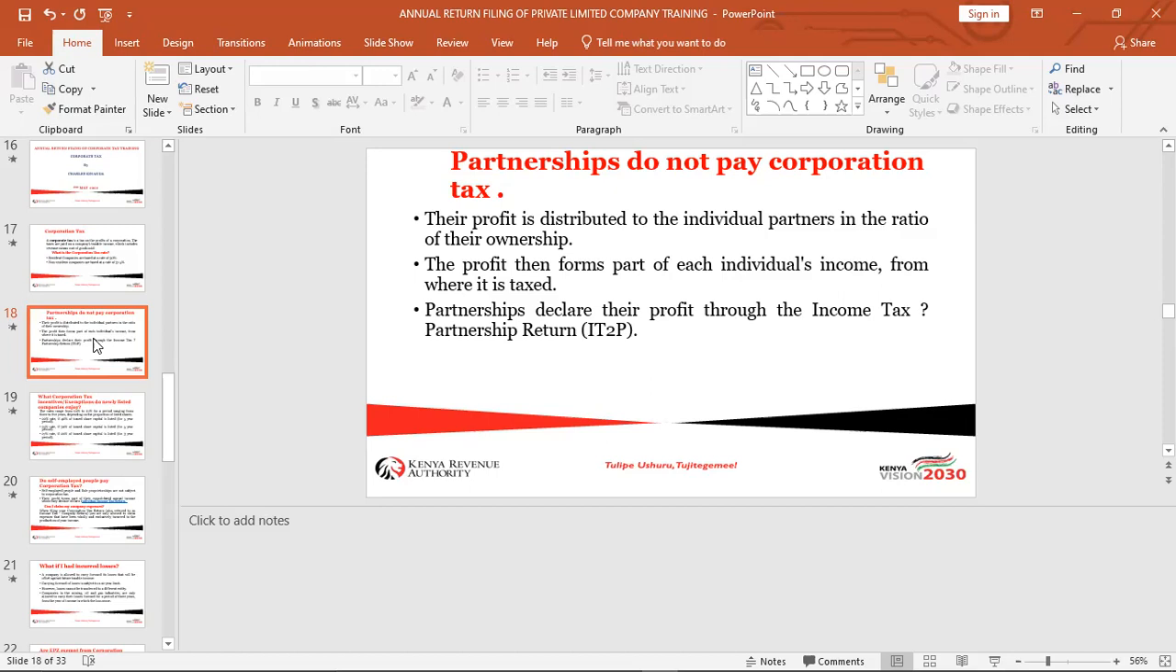So for partnership, the profit you get, if you are employed and you are also in a business partnership somewhere, you take your employment income, you also add the partnership income, then the total income is what you are going to pay tax on. So partnerships, in themselves, are not supposed to pay income tax.